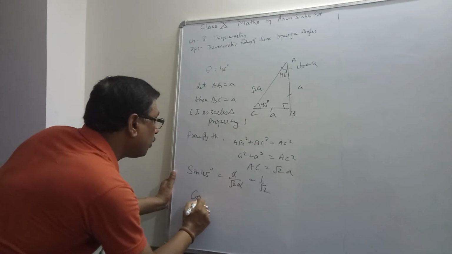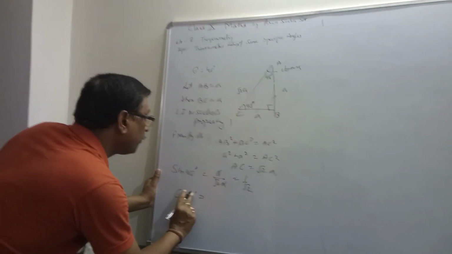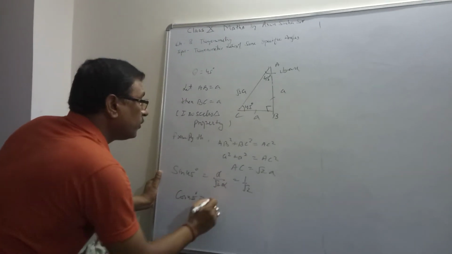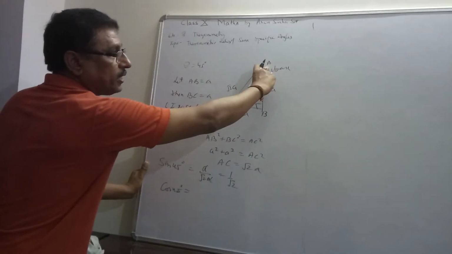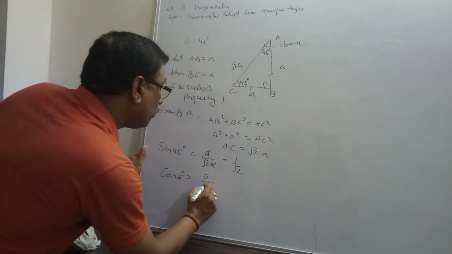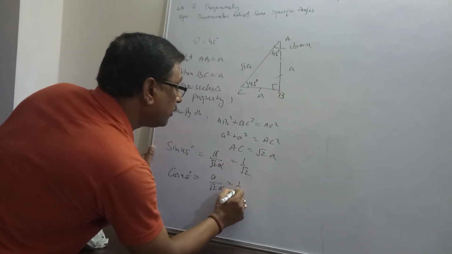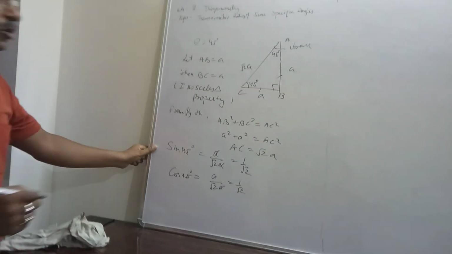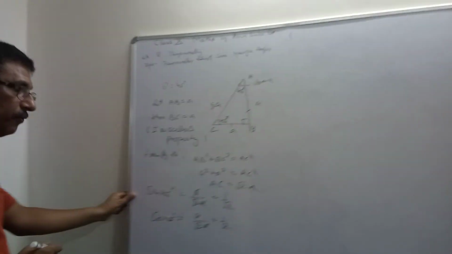Similarly, cos 45. So you can see this is the base angle. So you will get A, and this will be root 2A. A cancelled, and cos 45 is 1 upon root 2. Okay children, 1 upon root 2.